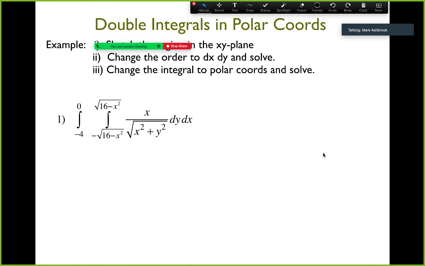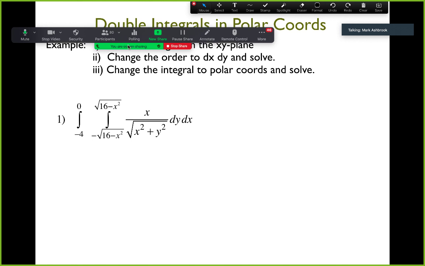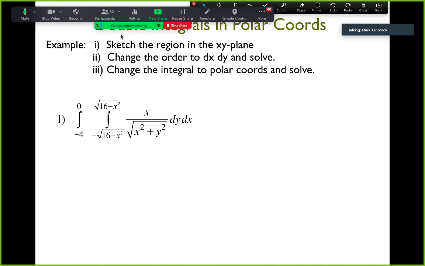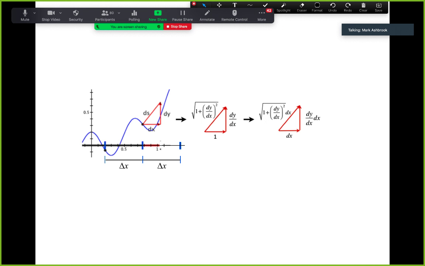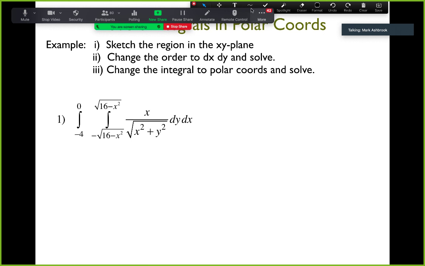Okay, so here's one. We want to sketch the region in the xy plane. I'm actually giving you the integral, and we're going to come up with the region. And if we have time, we can change to the other rectangular order, but really what we want to focus on is changing to polar.